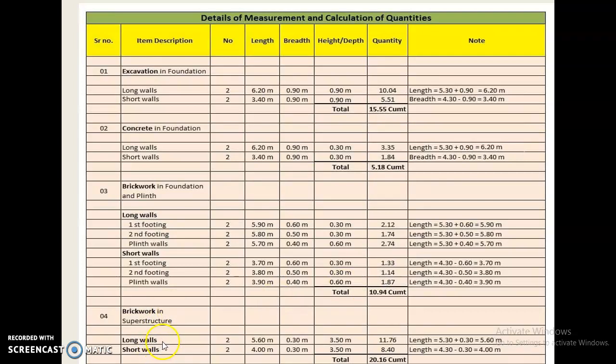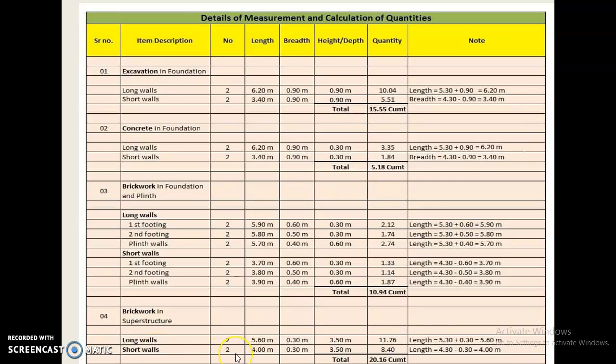Again there are two types of wall, one is long wall, the other one is short wall. Long walls there are two numbers, short walls there are two numbers, and you need to calculate the actual length. The original length we have 5.30 plus width of item of work for brickwork, that is 0.3. Now the actual length becomes 5.60, that I substituted in the length column, and the breadth is given 0.3 and the height of that wall is 3.50 meter given in the section. So if you multiply this you will get 11.76 meter cube.